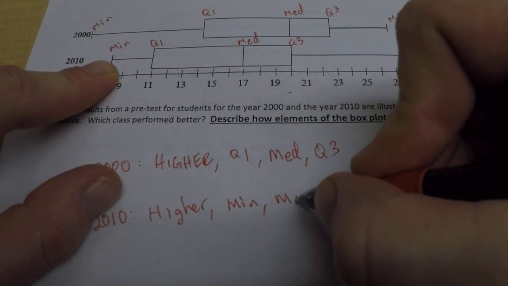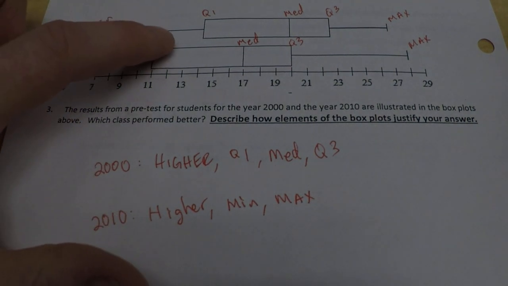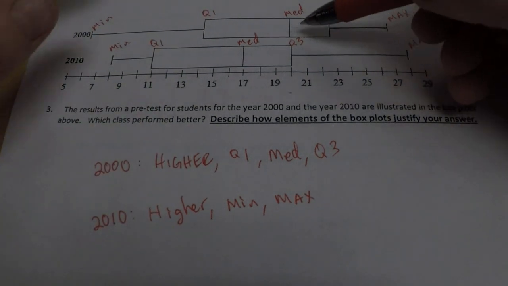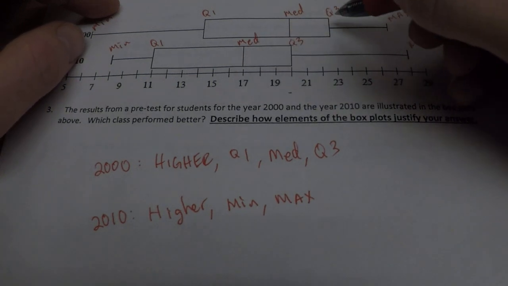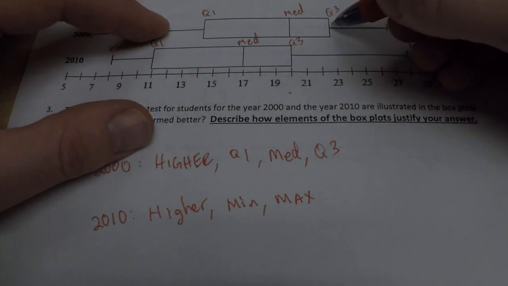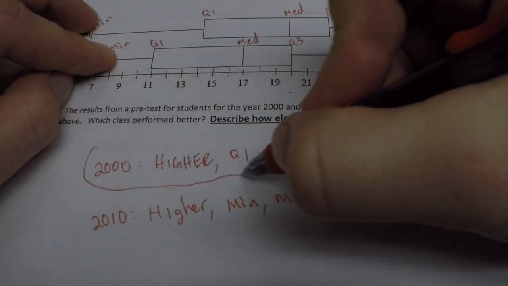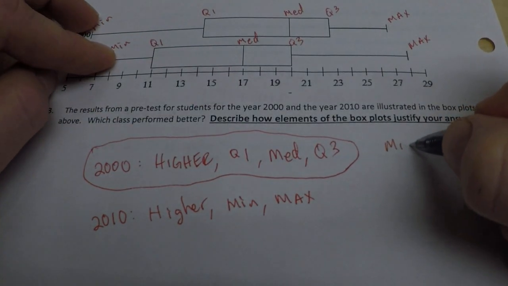So overall, who did better? Well, I would argue that this class did better, class of 2000, because the middle, you care about the class as a whole. This middle person did better than that middle person. So this whole middle, the middle 50% did better than the middle 50% in 2010. So 2000 did better, middle.